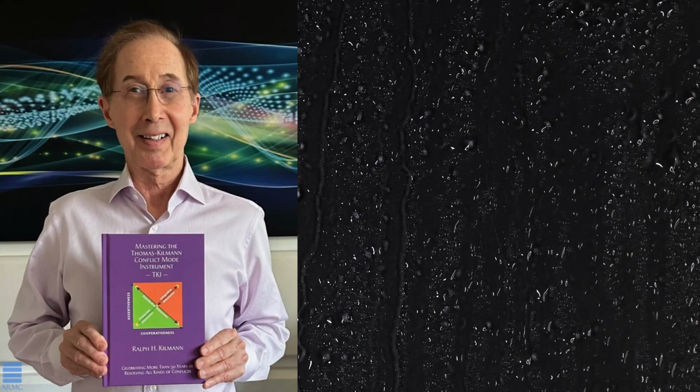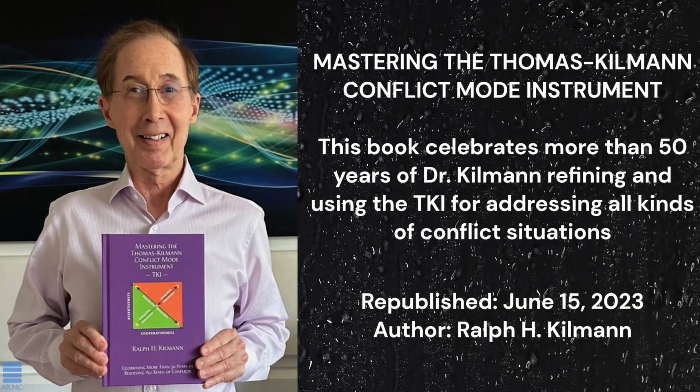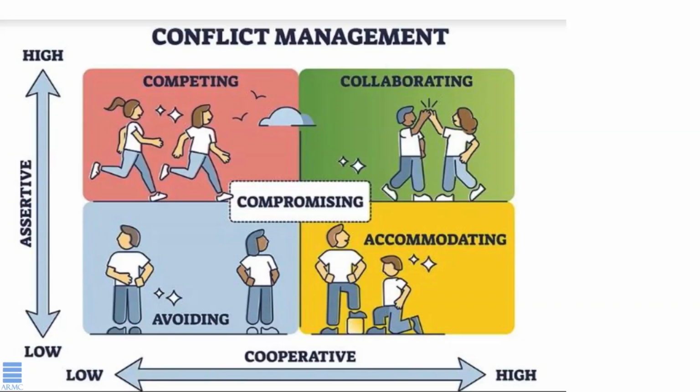The next book is Mastering the Thomas-Kilmann Conflict Mode Instrument. Interestingly, this book celebrates more than 50 years of Dr. Kilmann refining and using strategies for addressing all kinds of conflict situations. The major point in this book is that they segregated two dimensions, assertive and cooperative. Within the two dimensions, there are avoiding, competing, accommodating, collaborating, and compromising.